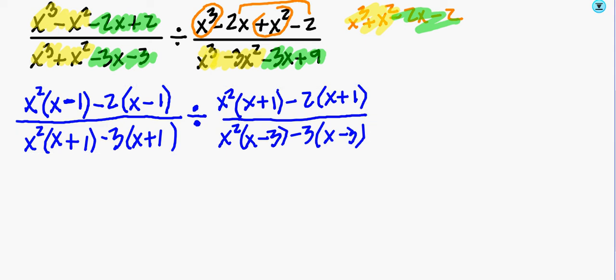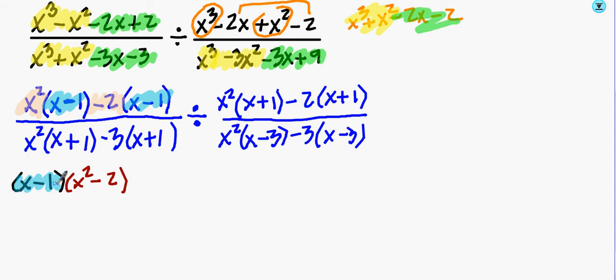And now we'll look again to see if we can still factor something out. And I see that I can, here on the top, I can factor out x minus 1. So that gives me x minus 1. That's the blue part. And then let's see what's left over here. We have x squared minus 2. So times x squared minus 2.